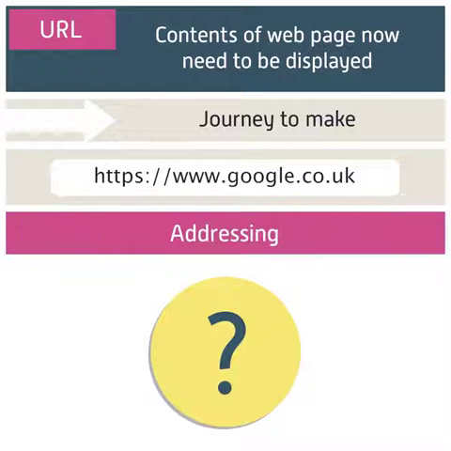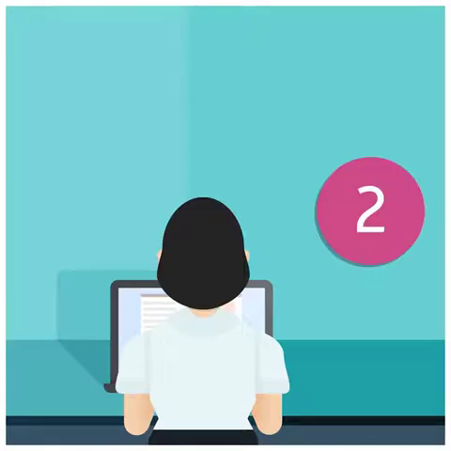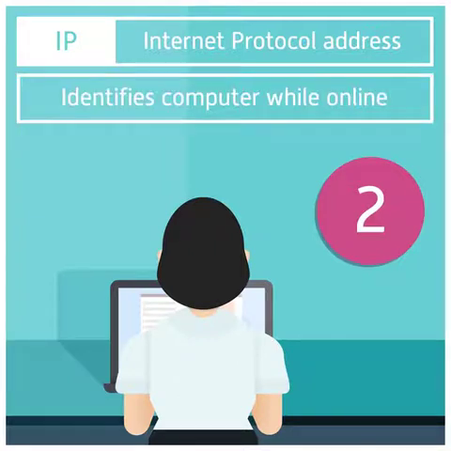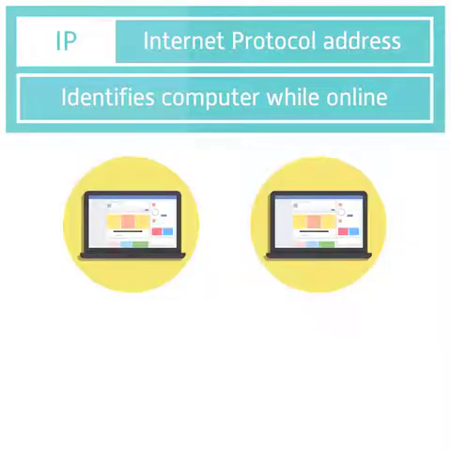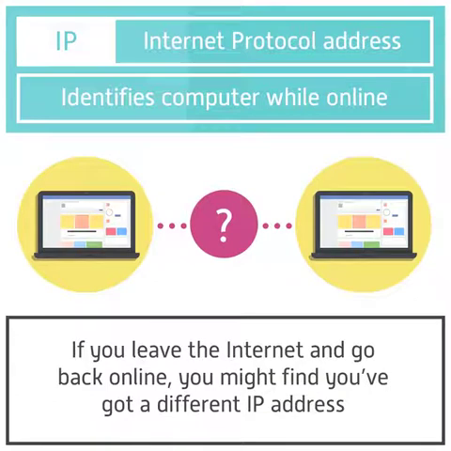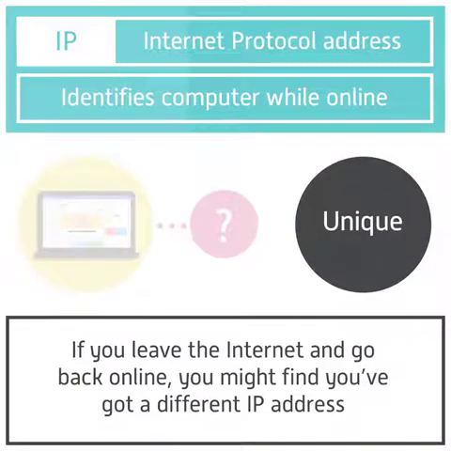The answer lies in a technology called addressing. Your computer has two addresses. First, there's an IP address, or Internet Protocol address. This uniquely identifies your computer while it is online. If two computers had the same IP address, travelling data wouldn't know which computer to go to. If you leave the internet and go back online, you might find you've got a different IP address, or you might not. If it's different, it's still unique.